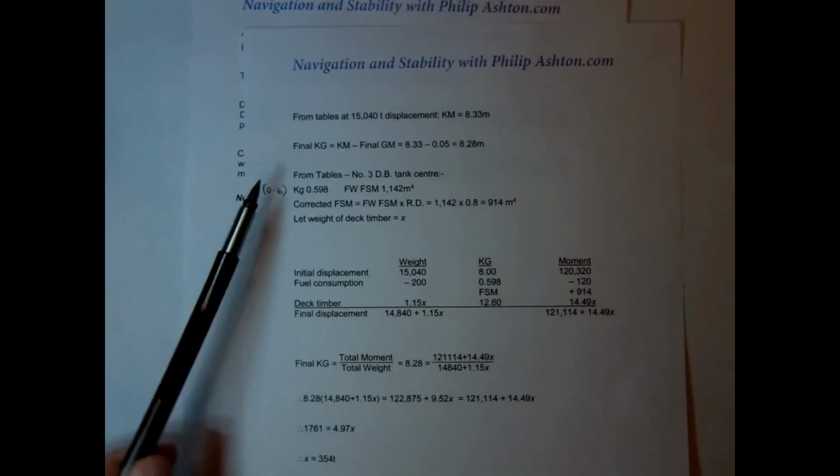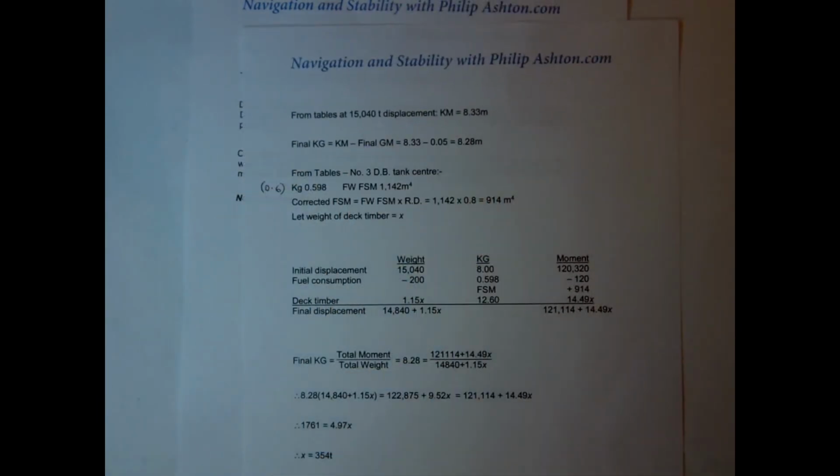Once we've got that, then we know our final KM, we know our final GM, we can find our final KG, and then of course we can use the tables to solve the problem, not forgetting that once we've consumed from number 3 double bottom tank, we've got free surface moments. So we go in the tables at 15,040, the KM is 8.33, so the final KG is 8.28.